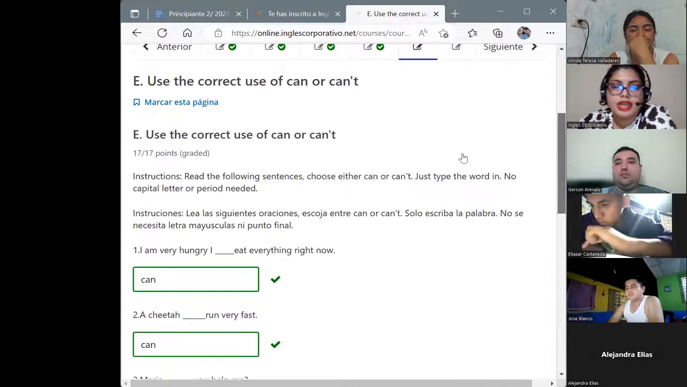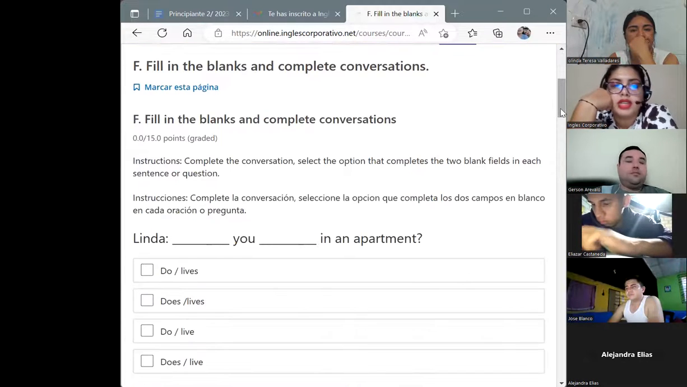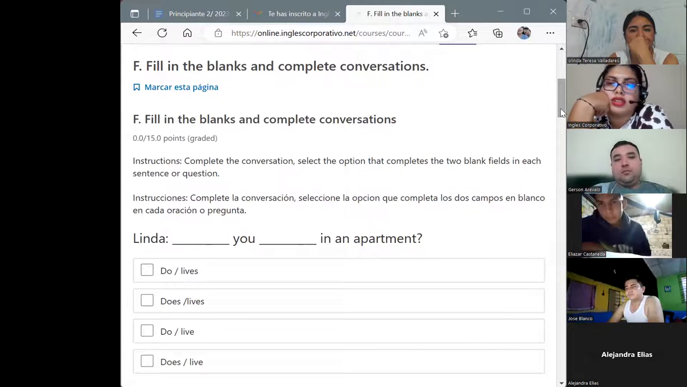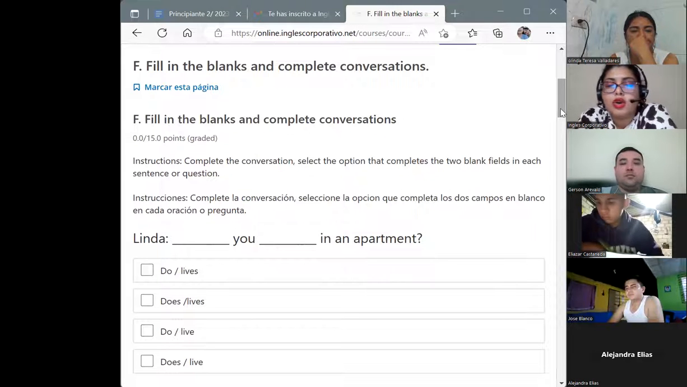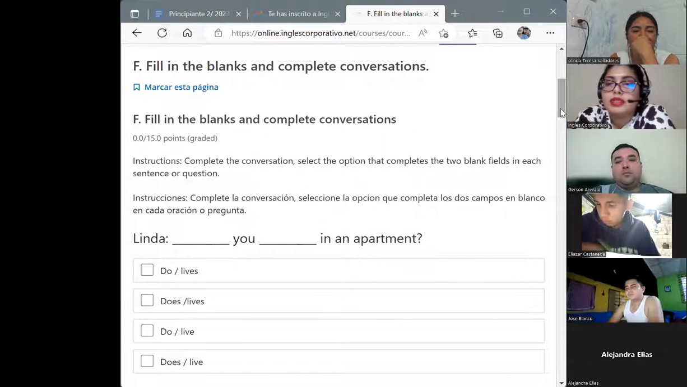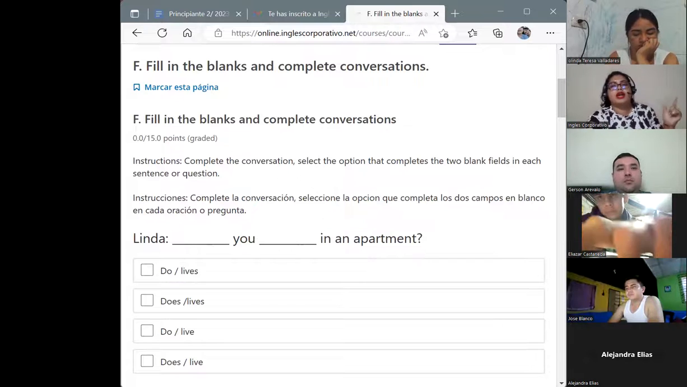And we're going to see the last one. In this case, we're going to complete the conversation. We are going to select the option that completes the two blank fields in each sentence or question. Vamos a completar la conversación. Vamos a seleccionar las opciones que completen los campos en blanco en cada oración o pregunta. Vamos a escoger cuál es la opción que mejor le queda a las oraciones. But give me a second and we are going to see what are the answers. Solo denme un momento y ya revisamos la respuesta.